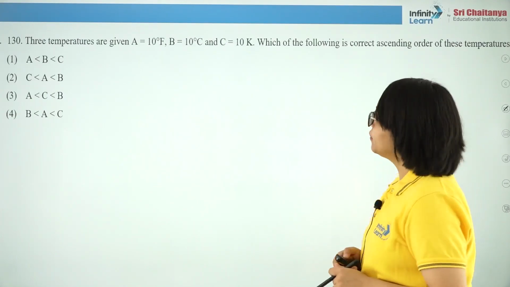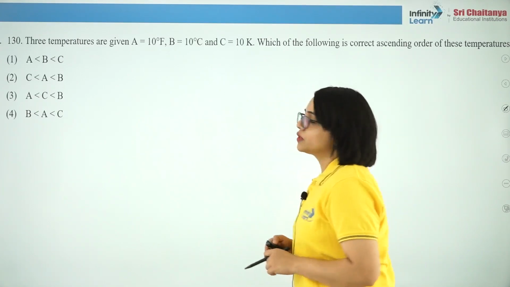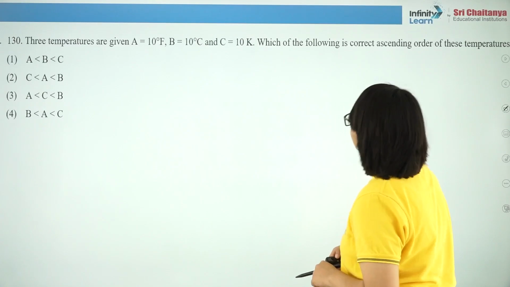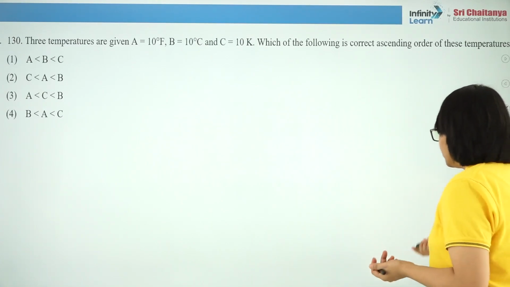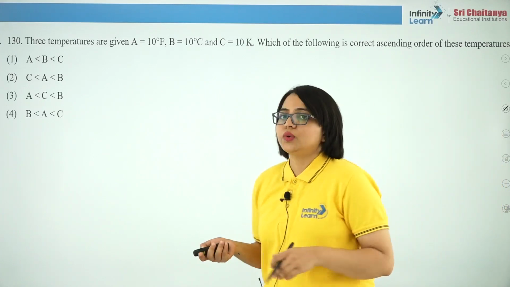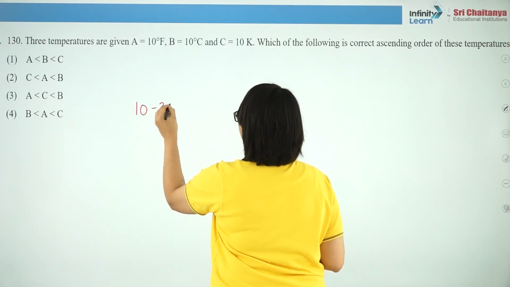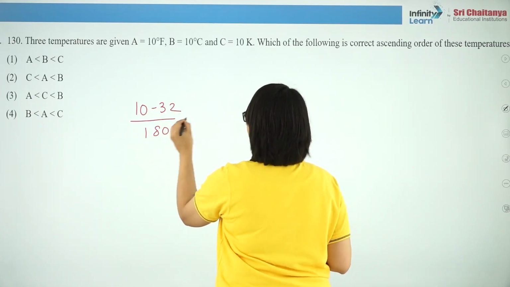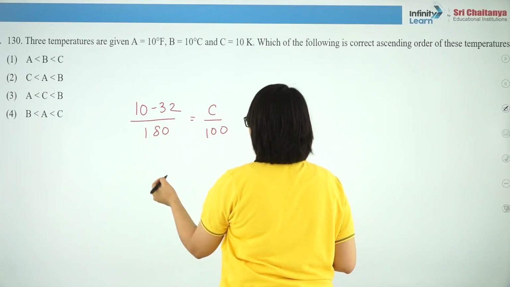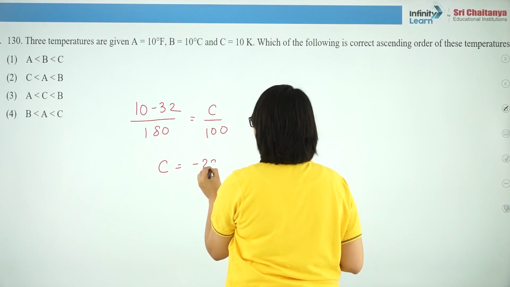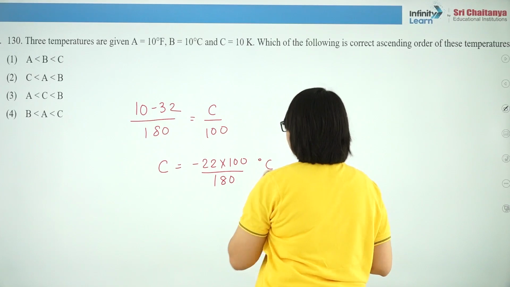Next is 145. 3 temperatures are given, A is equal to 10 degree Fahrenheit, B is equal to minus 10 degree Celsius and C is equal to 10 Kelvin. Which of the following is the correct ascending order of these temperatures? So, let us convert 10 degree Fahrenheit into degree Celsius. So, it will be (10 minus 32) upon 180 is equal to C upon 100, right. So, you will find C as minus 22 into 100 divided by 180 degree Celsius.